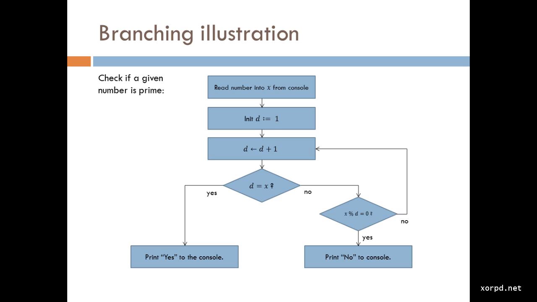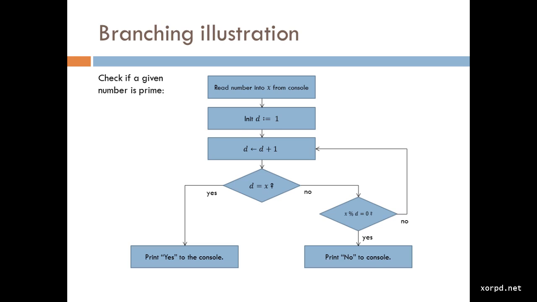We are going to check if X modulo D equals 0. If it doesn't equal 0, we just go back to this task and again increase D by 1. And next, we check again if D equals X. If it equals X, then we print no to the console. No, by the way, is the answer to the question, is the number X prime or not? So, we print no if we get that D equals X.